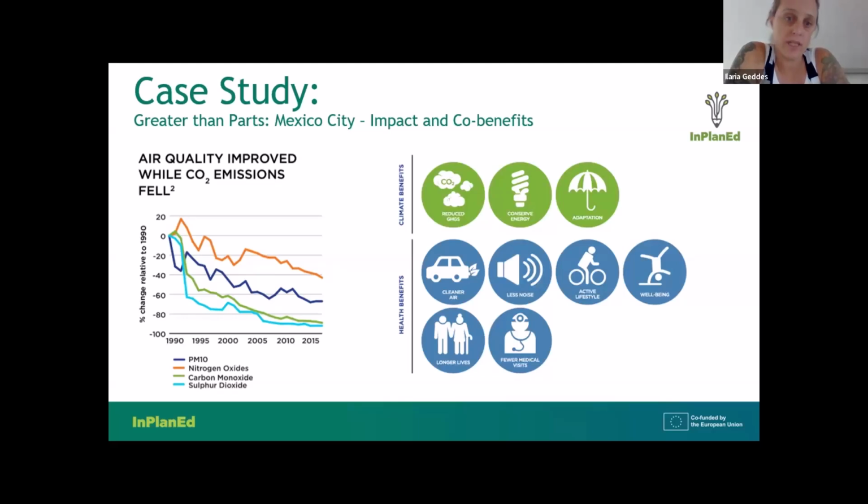There were multiple co-benefits which are listed here. So the idea is that these have benefits both for climate and for health, and in particular in terms of health and life expectancy. This is being calculated as a difference of 3.3 years of increase in life expectancy for the population.